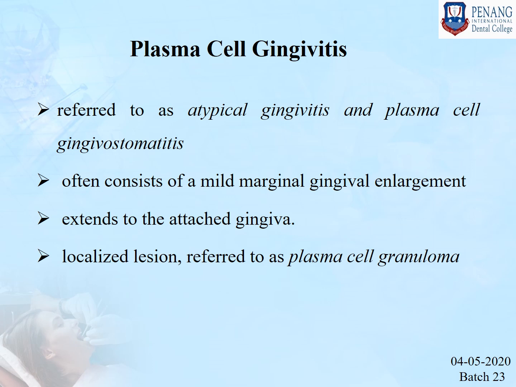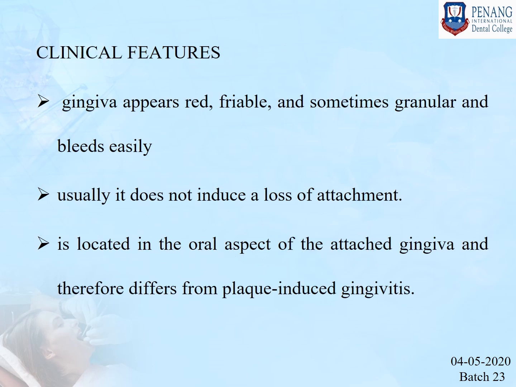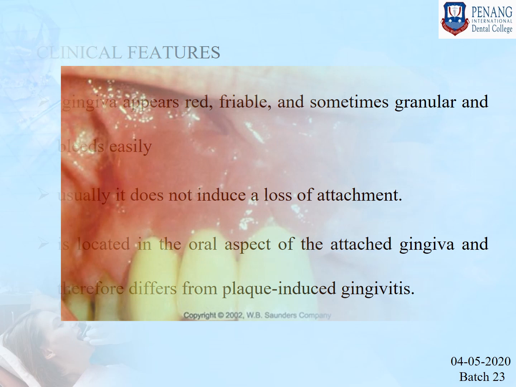Then comes plasma cell gingivitis. It is also referred to as atypical gingivitis and plasma cell gingivostomatitis. It often consists of mild marginal gingival enlargement. It extends to the attached gingiva, and the localized lesions are referred to as plasma cell granuloma. Clinical features are that the gingiva appears red, friable, and sometimes granular, and it bleeds easily. It usually does not induce a loss of attachment. It is located in the oral aspect of attached gingiva and therefore differs from plaque-induced gingivitis.